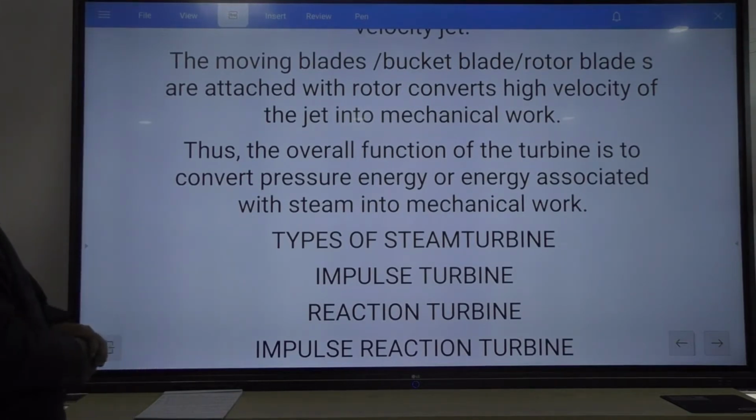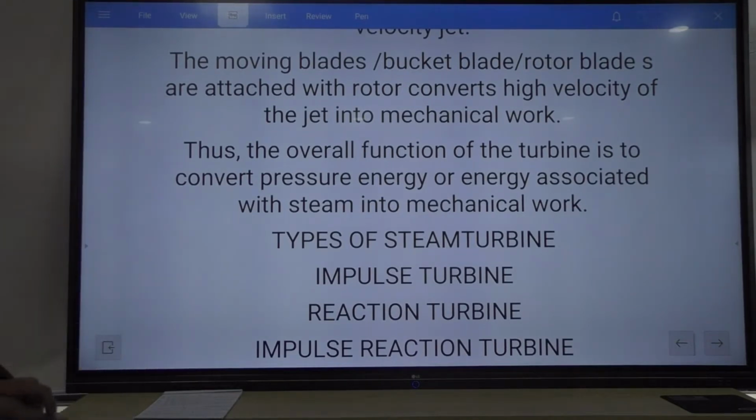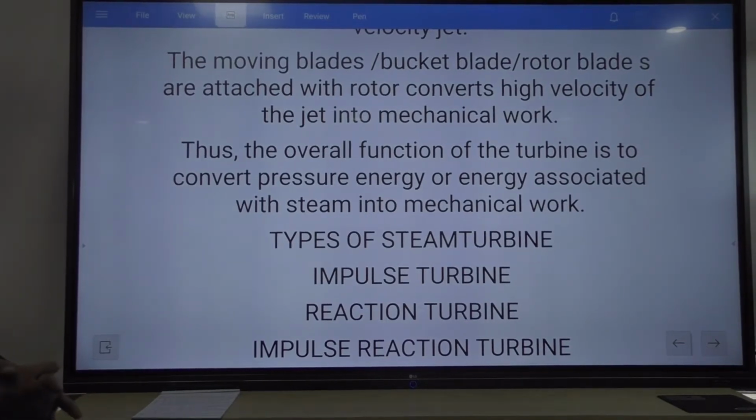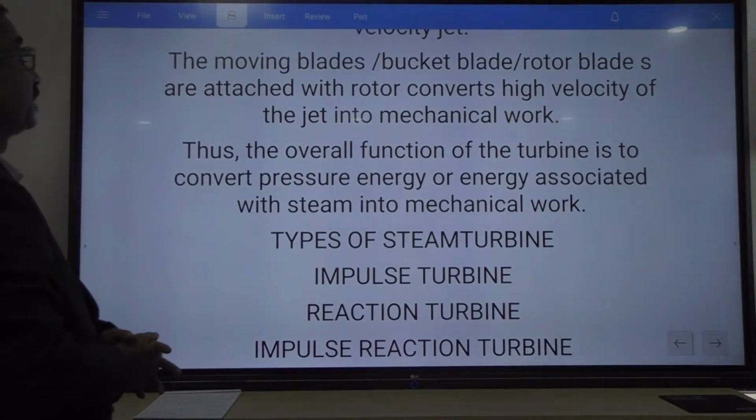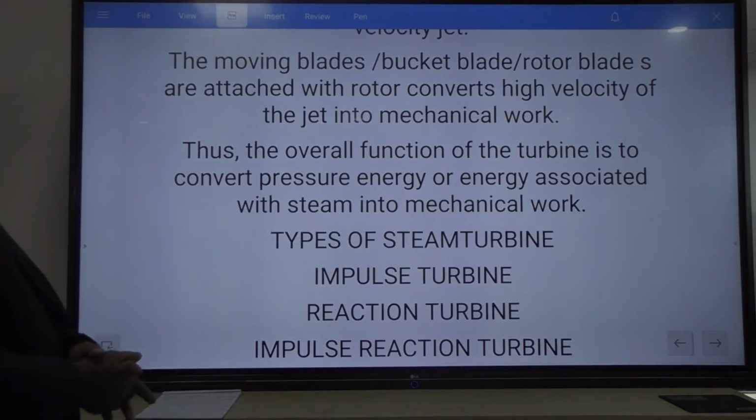Therefore, the overall function of the turbine is to convert pressure energy, or energy associated with the steam, into mechanical work. This is the overall function of the steam turbine, because the pressure energy you get from the boiler contains heat, enthalpy.